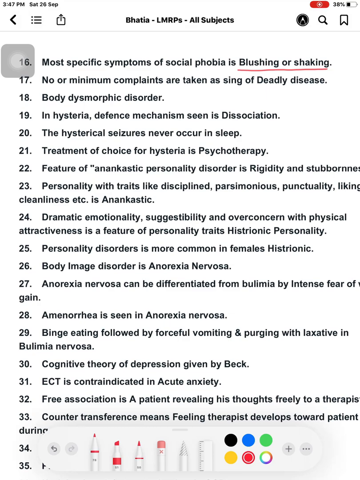No or minimum complaints are taken as sign of deadly disease. Body dysmorphic disorder. In hysteria, defensive mechanism is dissociation. This is important. What they will ask: what is the defensive mechanism in hysteria? The hysterical seizures never occur in sleep. The treatment of choice in hysteria is psychotherapy.